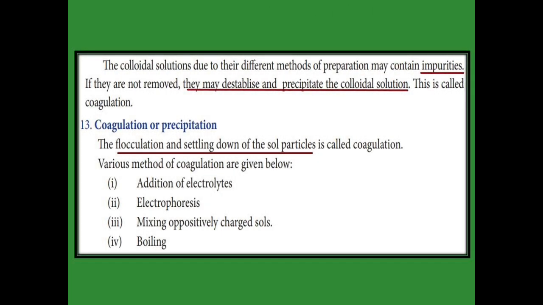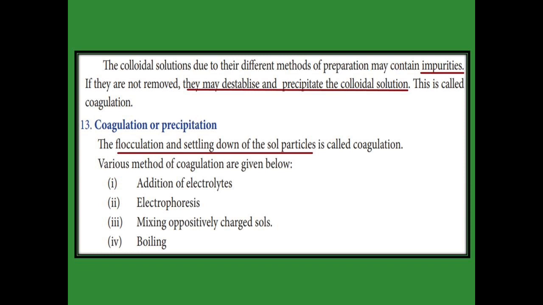Coagulation. What does coagulation mean? During preparation, the sol still has some impurities. What are the impurities? Electrolytes are the impurities. If the electrolyte is not removed, it destabilizes the colloidal solution. Destabilize means they precipitate the dispersed phase in the dispersion medium, so the stability of the colloid disappears. That process is called coagulation. So the settling down of sol particles, or flocculation, is called coagulation.